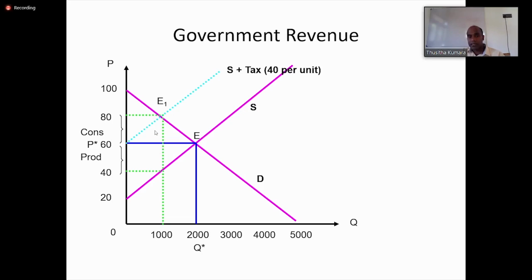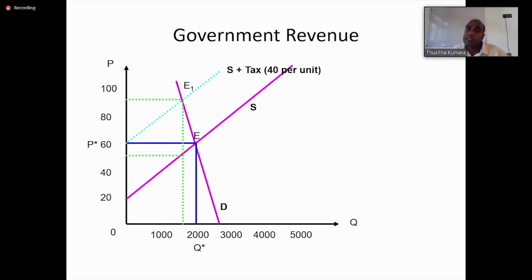40 rupee is the tax, and in equilibrium at E1 determines 1000 unit as the selling amount. Then what is the total tax to the government? So government will receive 40 multiplied by 1000, 40,000 altogether, or this area as the tax. It is 40,000. So in this case, government earns 40,000 as the tax.